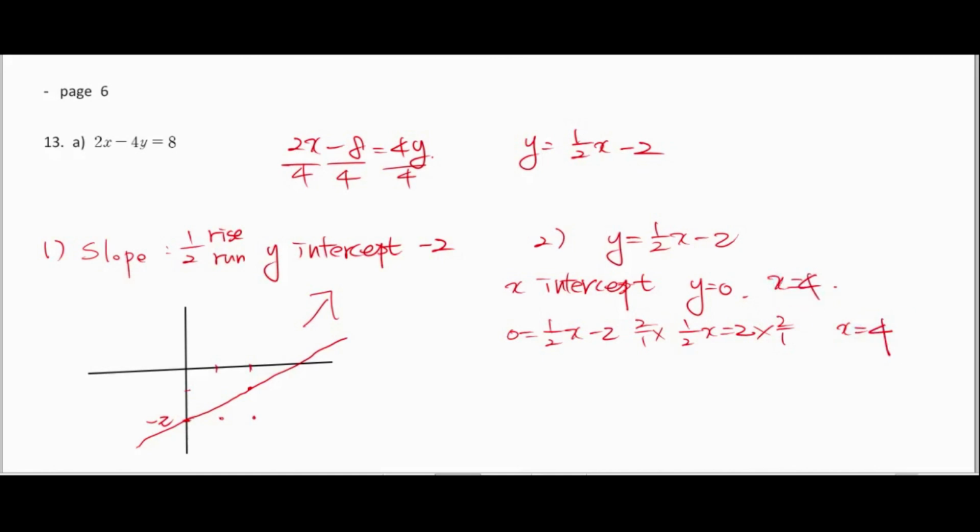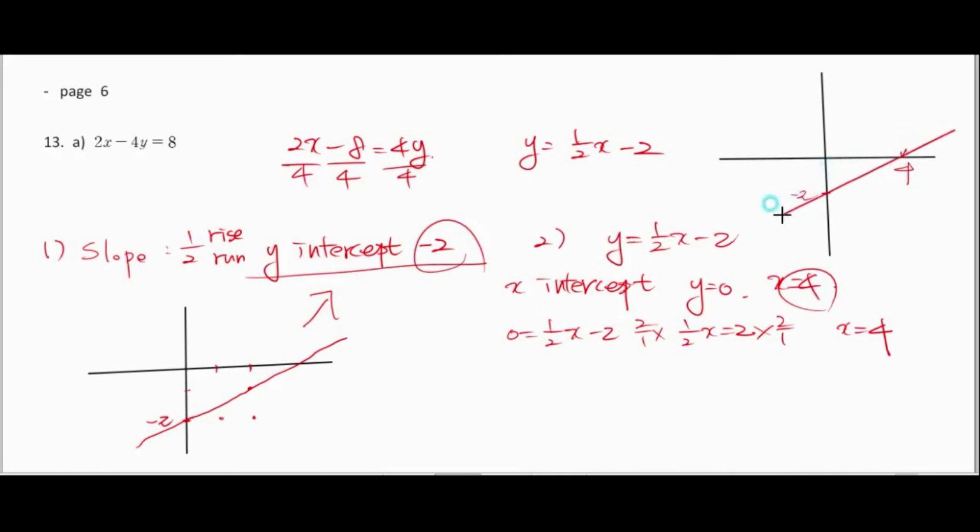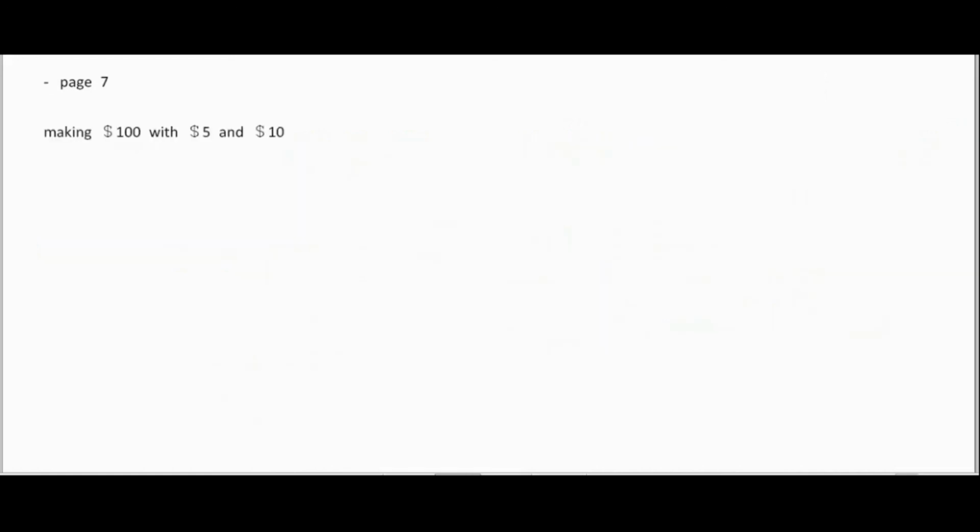And as we did before, the y-intercept was -2 right here, and we'll use these two to draw. Here's the graph. The y-intercept was -2, and the x-intercept was 4. Connecting these two points, this will be the graph for 13. So these look a bit different, but they're still the same graph. For the easier way to solve this, maybe you can just find your own answer. And let's work on the last question.